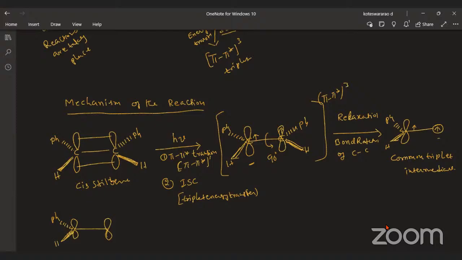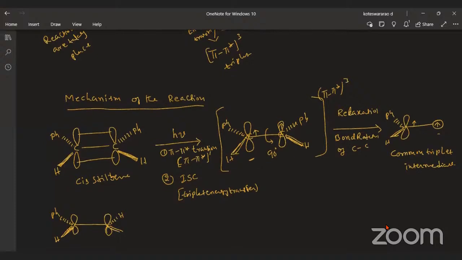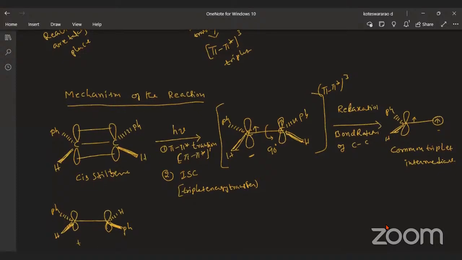Here the two phenyl rings are arranged in the opposite direction. Look at here. This is the trans stilbene. Now, whenever you are irradiating with light, it undergoes a pi to pi star transition, and second, it undergoes intersystem crossing.